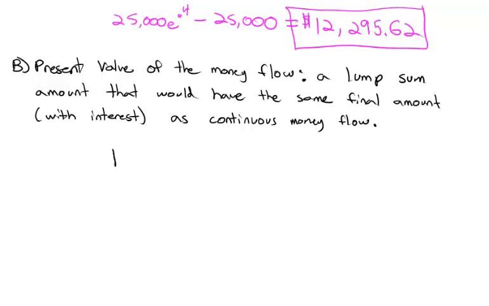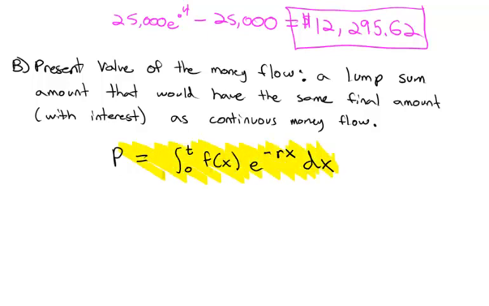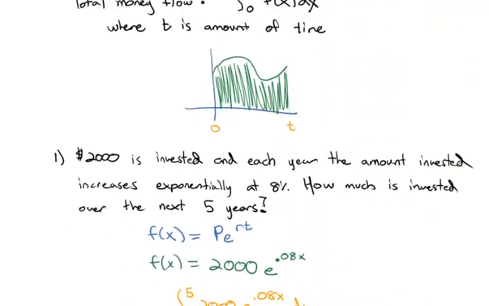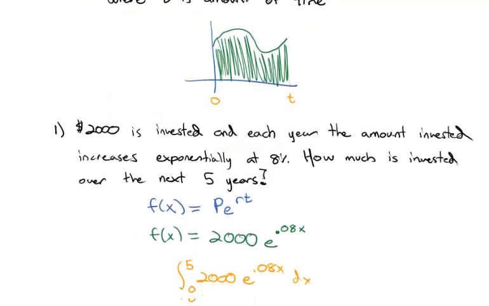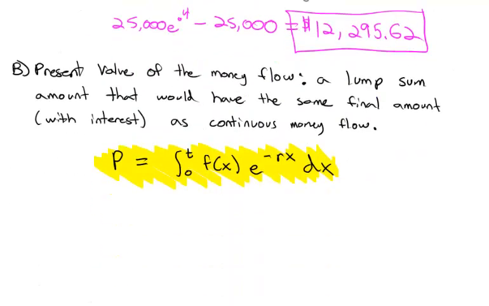The formula for this, to find that present value, we are going to take the integral from 0 to t of the function times e to the negative rt, I'm actually going to say negative rx, e to the negative rx dx. This is the second big formula of the day. The first one we already saw was the total money flow, which is just the integral of the function. For the present value, we take the integral of the function times e to the negative rx.